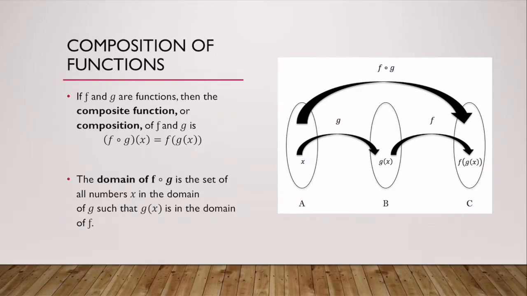Next, let's talk about composition of functions. So if f and g are functions, then the composite function, or composition of f and g, is f composed with g of x. That's what the open dot means: composed with. Basically, this tells us to substitute g of x for x in f.